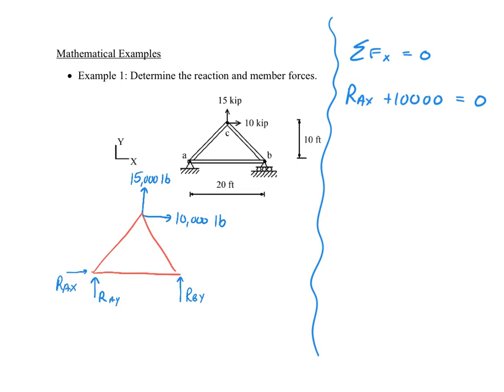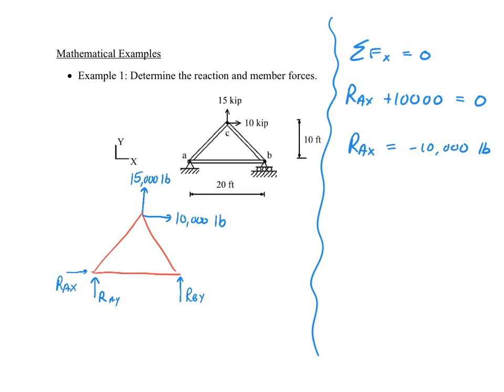So if we look at this, we can see already right off the bat that we can solve for RAX. We can determine the value of RAX just from having this one equation, because it's the only unknown in the x direction. So by default, RAX must equal negative 10,000. And again, what does the negative sign implicate here?